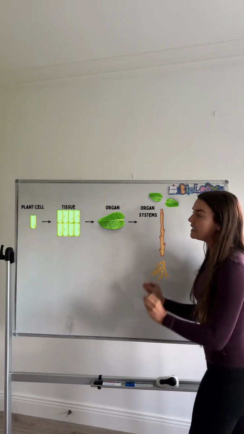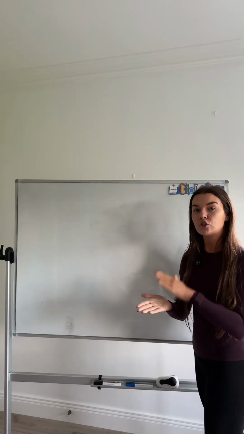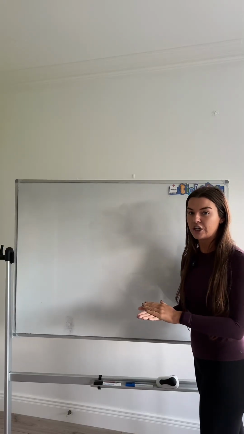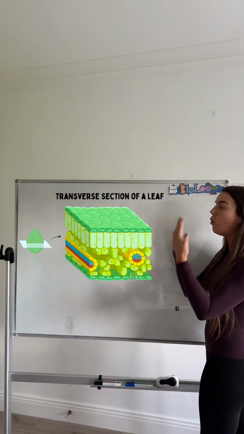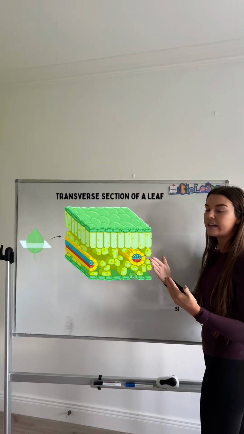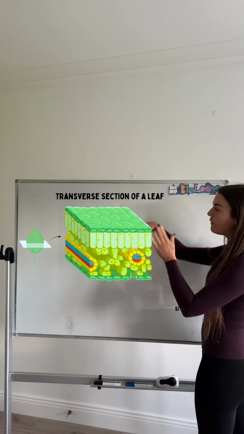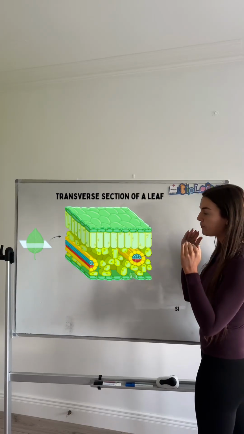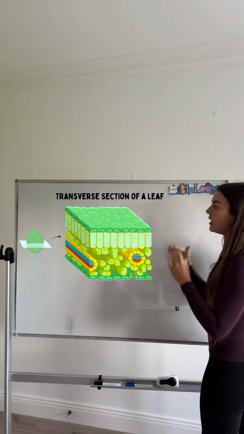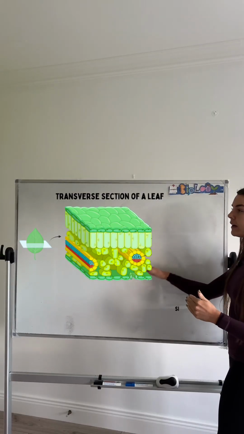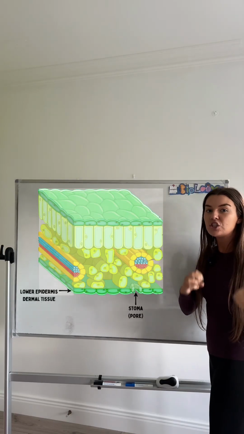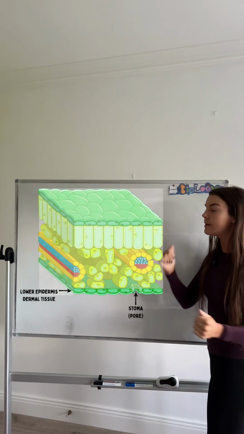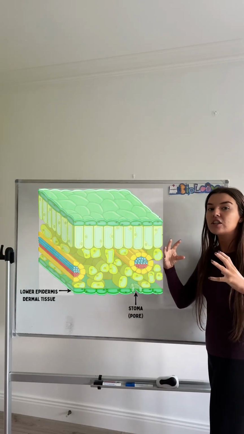Now, for the sake of this video, we are going to focus on a transverse section, which means you get your leaf and you cut it like this, and then you open it up and you have a look inside. Okay, so imagine you're getting your leaf and now you're having a look at it from the side, and what you're going to see is there is an upper and lower layer. The upper and lower layer are known as the epidermis. We have the upper epidermis and the lower epidermis. They are the dermal tissue.